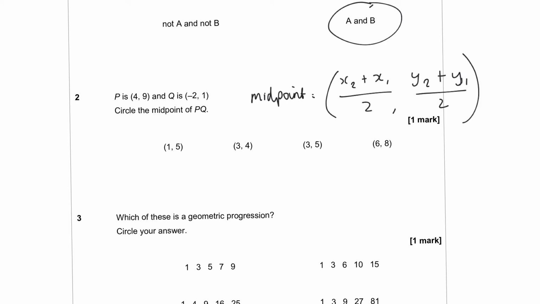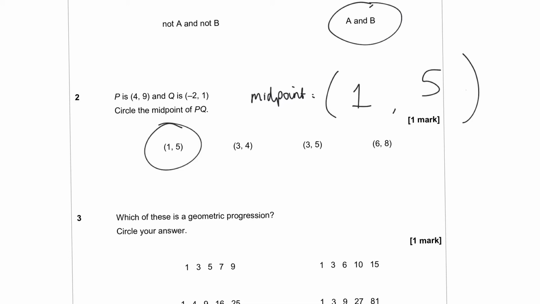So let's have a look at it. The two x values added together, so that's going to be 4 plus minus 2. Remember, if you've got a positive and negative next to each other, it's going to become negative. So 4 minus 2 is 2, divided by 2 is 1. And then the two y's added together, so we've got 1 plus 9, which is 10, divided by 2 is 5. So the one that we want is that one.